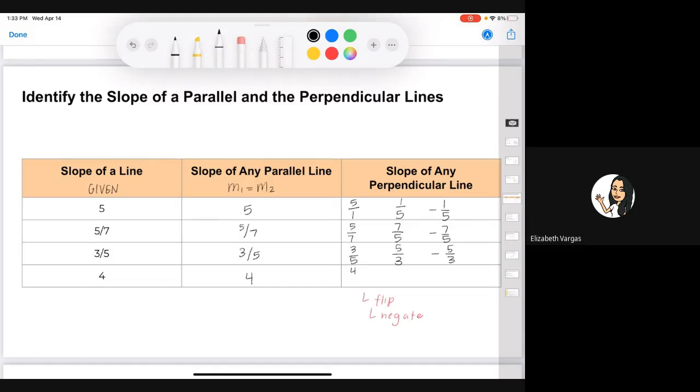Here we have a whole number, so 4 over 1. Whenever you have a whole number, just do it over 1, flip it, and negate it. So these would be all of our perpendicular slopes. Again, you may be asked to find the slope of a line which is parallel, so you'll just keep the same slope, or the slope of the line which is perpendicular, and so you want to find that negative reciprocal. Okay, any questions still about parallel or perpendicular line slopes?